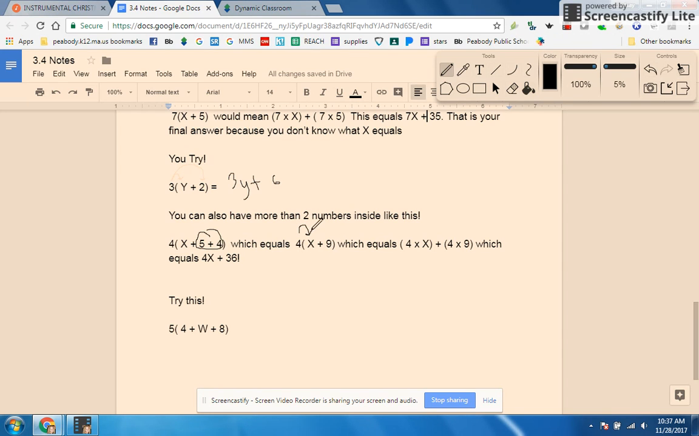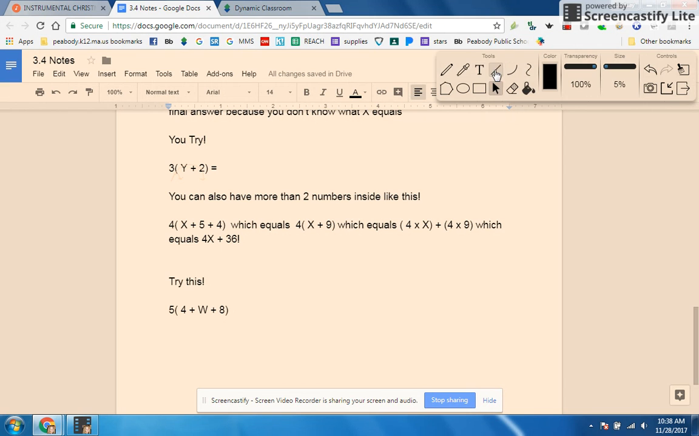Now I'm going to do 4 times x, 4 times 9, which I have written here. 4 times x is 4x. 4 times 9 is 36. There's a plus sign in the middle, so put it in between the answers. So 4x plus 36. So I want you to pause and try this one and then press play to see how you did.